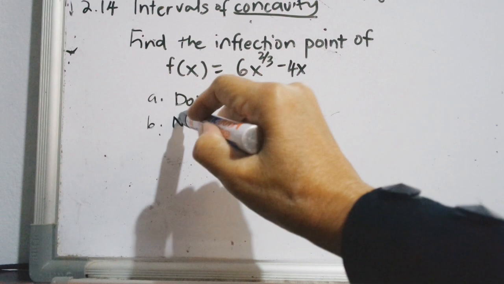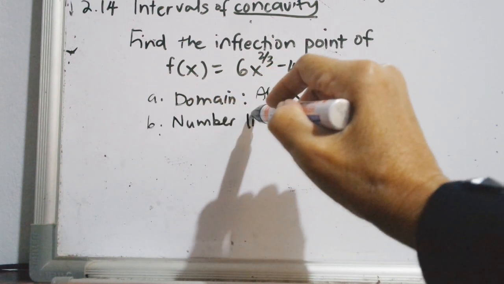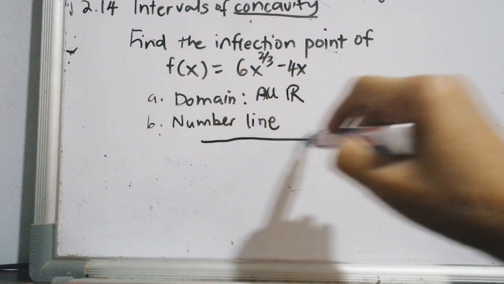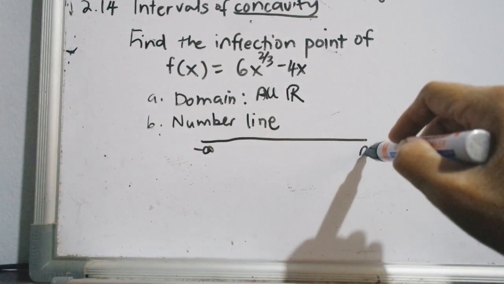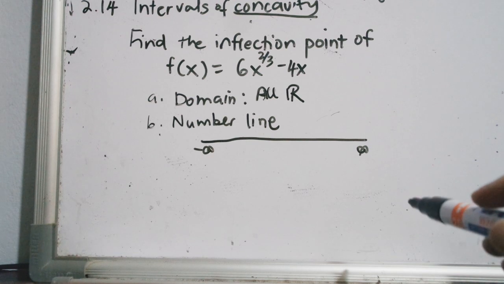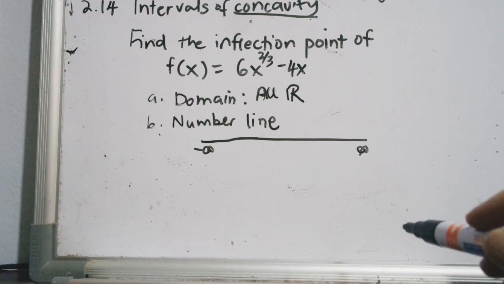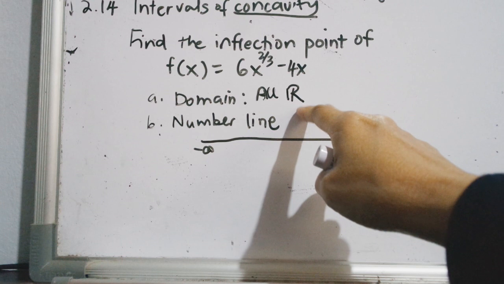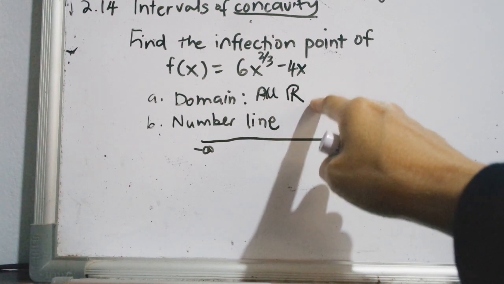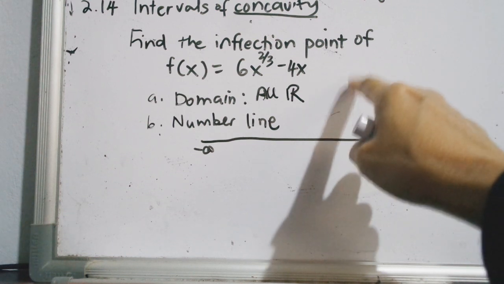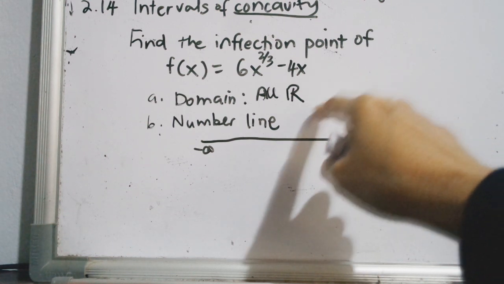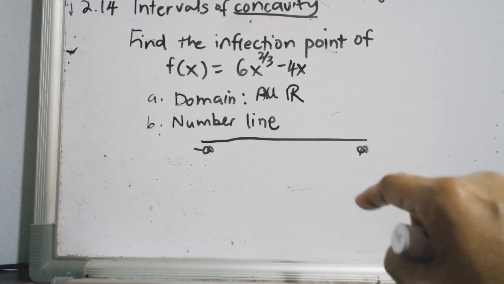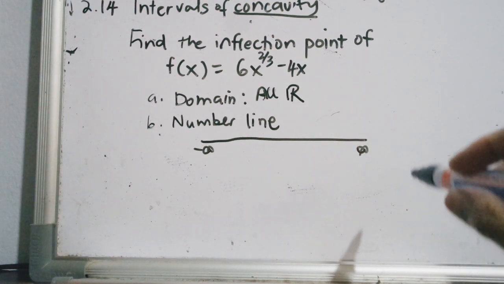Then we draw the number line. It says here all real numbers, so the function has values from minus infinity to infinity. Does it have an asymptote? It does not, because the domain is all real numbers. Early on, we had all real numbers except x equals 0, so we knew 0 was an asymptote, but here we don't have any. The function is continuous from minus infinity to infinity. So we move on to the next step.